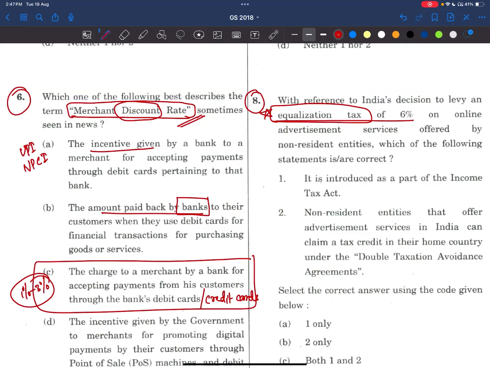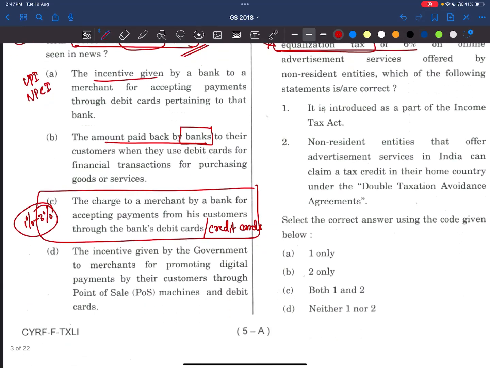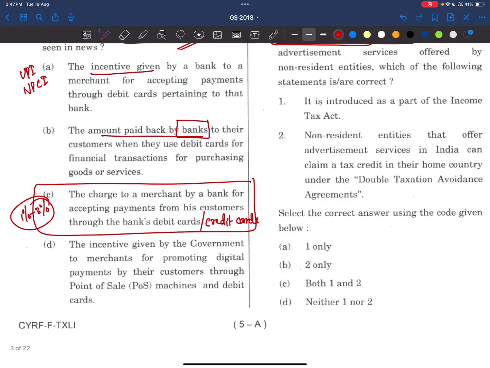See, it is introduced as part of Income Tax Act. No, it is not part of Income Tax Act. This is a very simple question. It is just a direct tax. It is not under the Income Tax Act. It is just a financial bill. It's a financial bill which was passed as a separate bill and it became an act, but it is not part of Income Tax Act. So this is one.